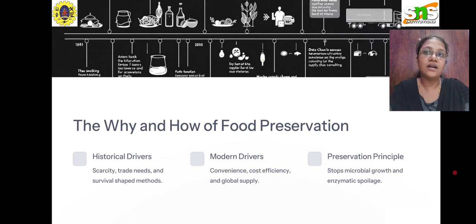Also, many export oriented purposes are now being served by the food industry. In export oriented, they make it more of a global supply. They are not only targeting the cost, but also making it supply globally. And the main principle behind preservation is that it will stop the enzymatic spoilage and also the growth of microorganisms within the food. So this is the basic thing.